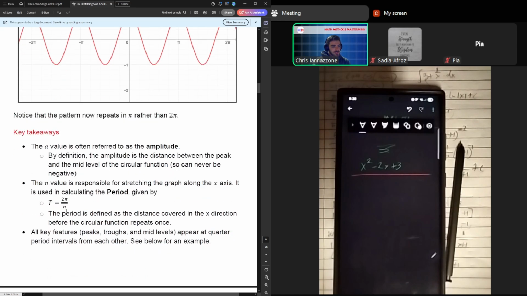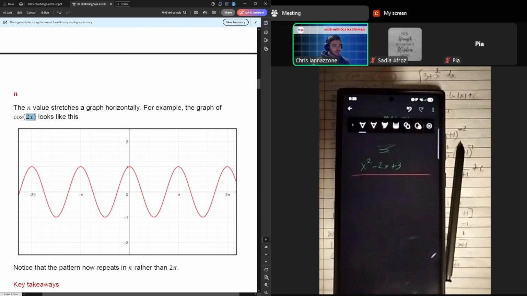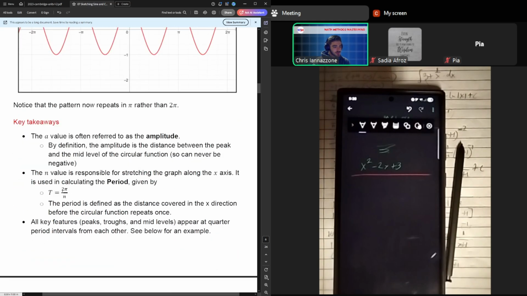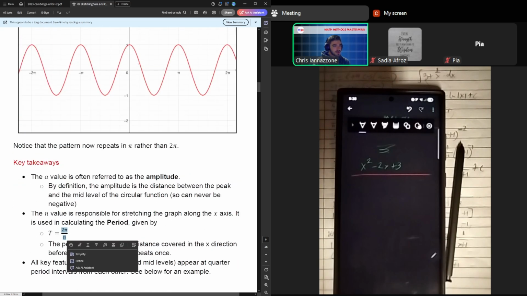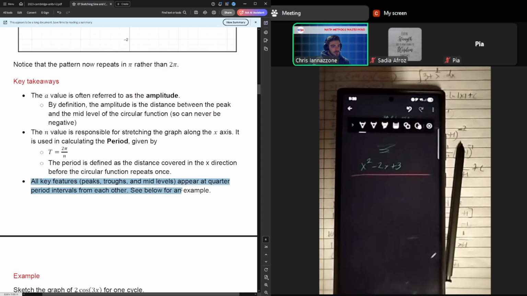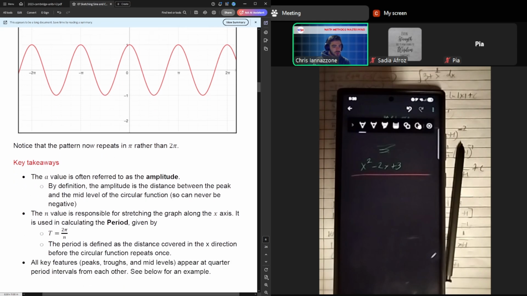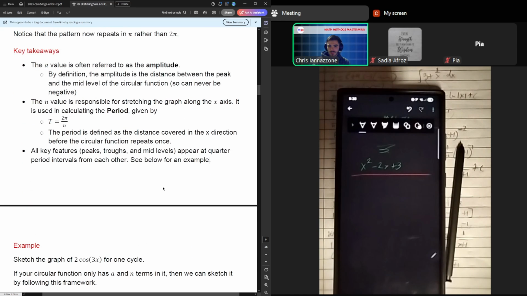The way you calculate it is 2 pi divided by n. So whatever that coefficient is on the x, in this case it was 2, that's your n value. 2 pi divided by 2 is pi, and for that reason, 0 to pi is one cycle. Last thing to keep in mind, all of the key features of the graph, so we're talking the peaks, troughs, and mid-levels, they all occur at quarter period intervals from each other. And we'll see what that means with an example.